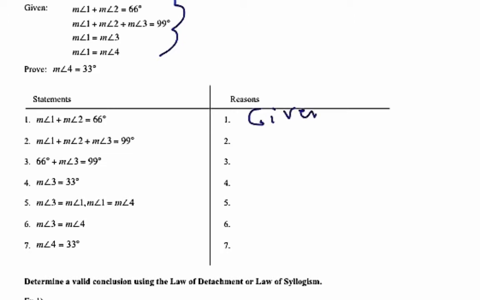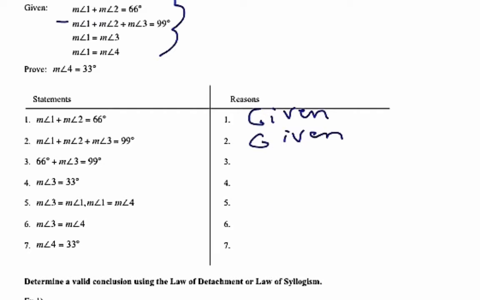That was given information. In number 2, it says the measure of 1 plus the measure of 2 plus the measure of 3 equals 99. Well, that was also given to you, so we can say given. In statement number 3, it says 66 plus the measure of angle 3 equals 99. Now that was not listed in the given information, so that's coming from somewhere. We have to figure out what changed and why is that okay.